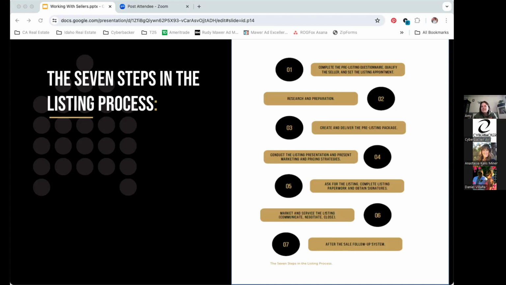Step 6 is market and service the listing, right? We're going to communicate, negotiate, and close. And then step 7 is the after the sale follow-up system. Okay, so those are the 7 steps. We're going to get through about steps 1 through 3 today. We're going to cover steps 4 and 5 next week. And then the week after that, we'll talk about 6 and 7, contract to close.